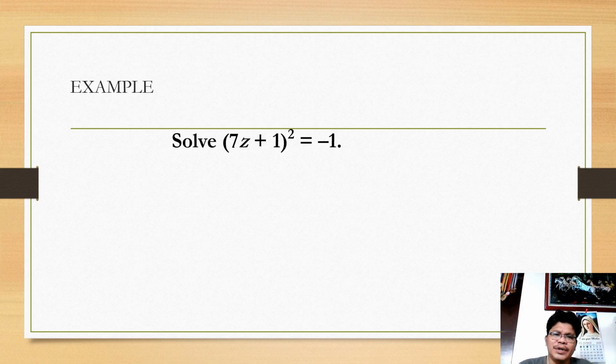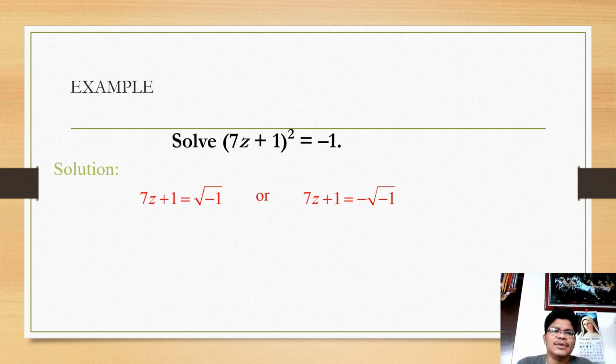But how about the square root of negative 1? The answer is the square root of negative 1. But the square root of negative 1 is an example of a non-real number. So what do you think the solution of this equation is? So we have now 7z plus 1 equals the square root of negative 1, or 7z plus 1 equals negative square root of negative 1. But because the square root of negative 1 is a non-real number, there is no real solution.